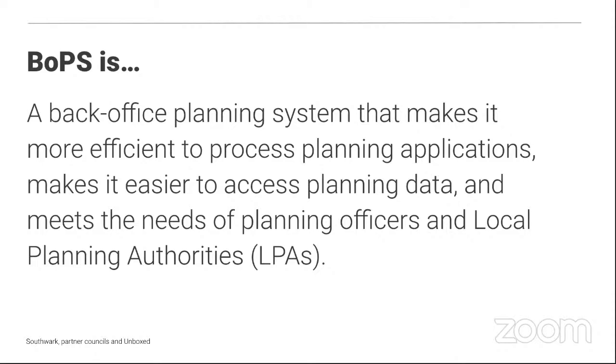The tool is currently processing live lawful development certificate applications within our partner councils, and we're doing that alongside our sister digital, the Ripper tool, which is the Reducing Invalid Planning Applications tool. So BoPS is the tool where the planning officers process the planning application, and the Ripper tool is where the applicants, the people who want to build something, submit their application. And Ripper sends the application to BoPS to process.